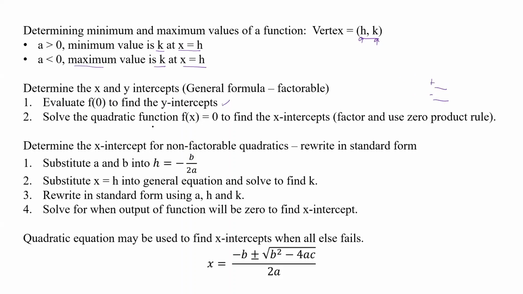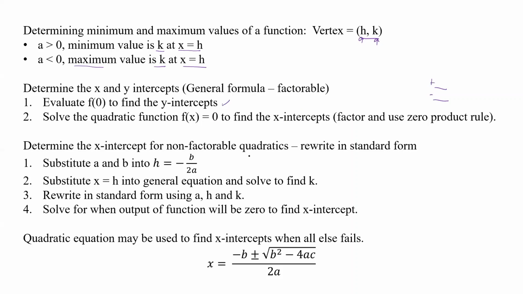Then after that, we need to solve the quadratic function f of x equals 0. So we're going to set the whole quadratic function equal to 0. Then we have to factor it, and then we use the zero product rule, and that'll give us our 2 x-intercepts, if they're truly going to be intercepts there, and that'll give us what our x values are.